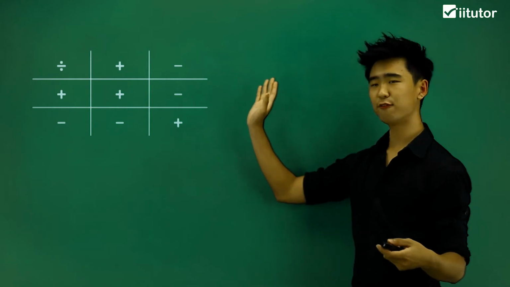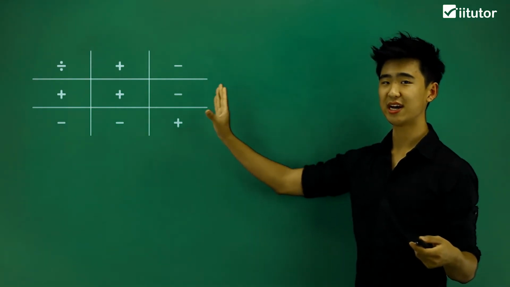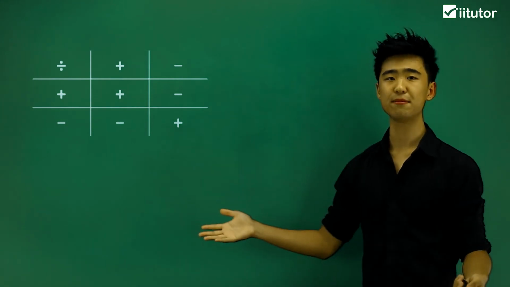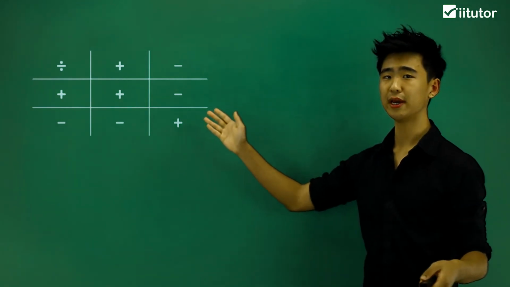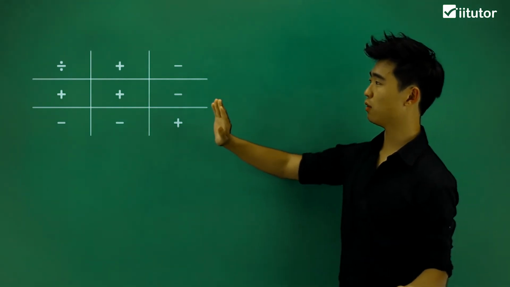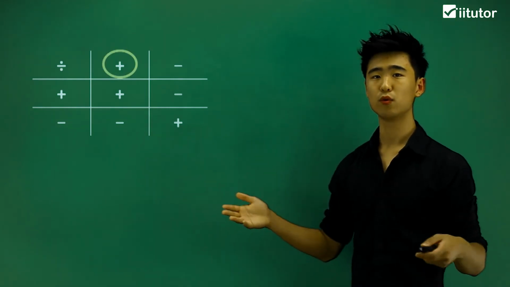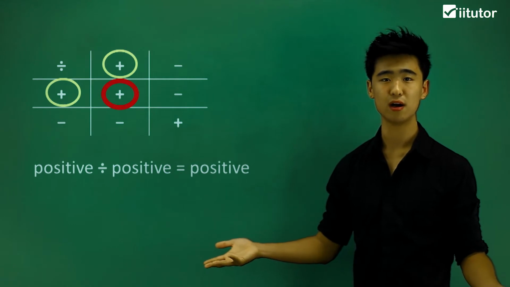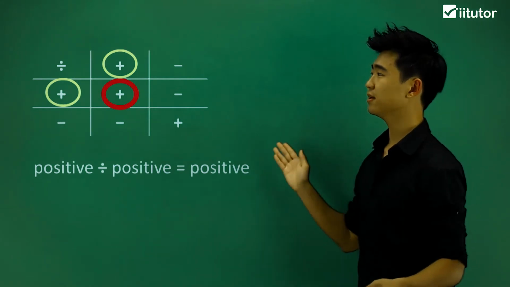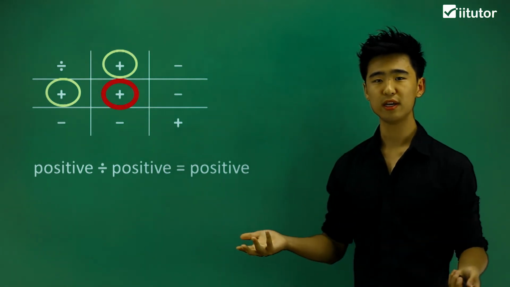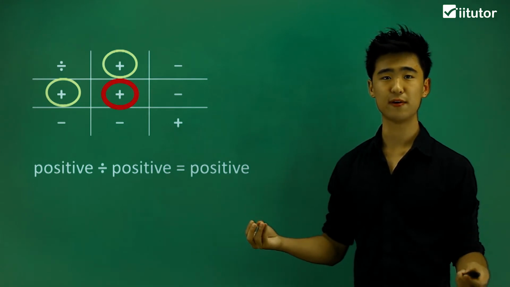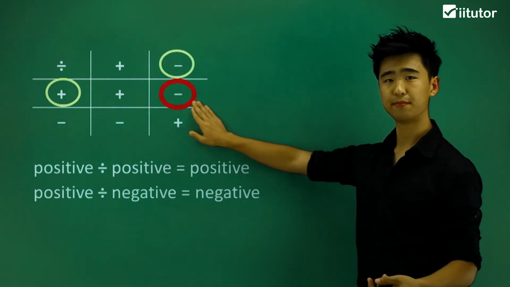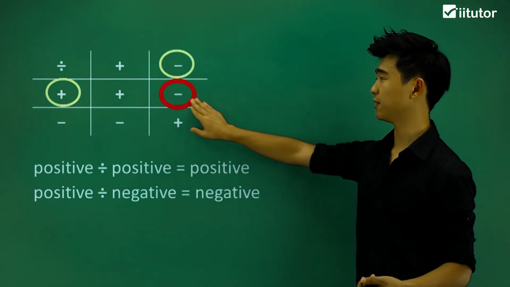Now, if you're familiar with the sign changes in multiplication, it's the same thing for divide. So we'll go through it. When we divide a positive number by a positive number, it'll obviously give me a positive number. Now, let's have a look at another one. If I have a positive number divided by a negative number, we're going to get a negative sign. So the result's going to be a negative one.